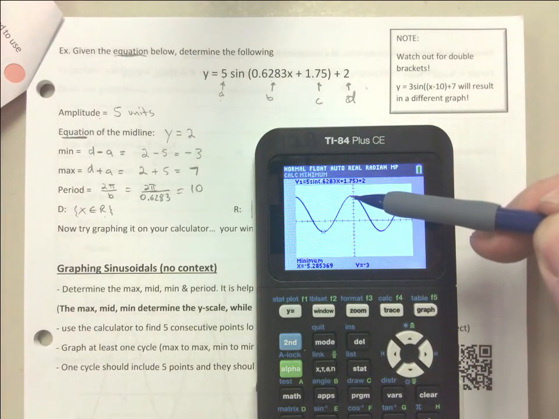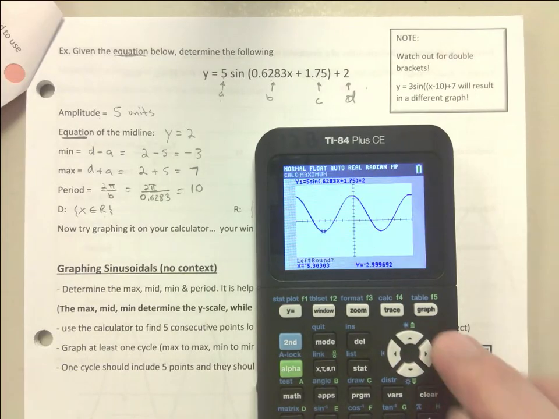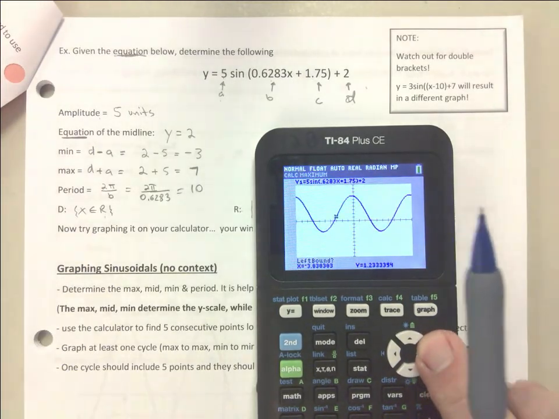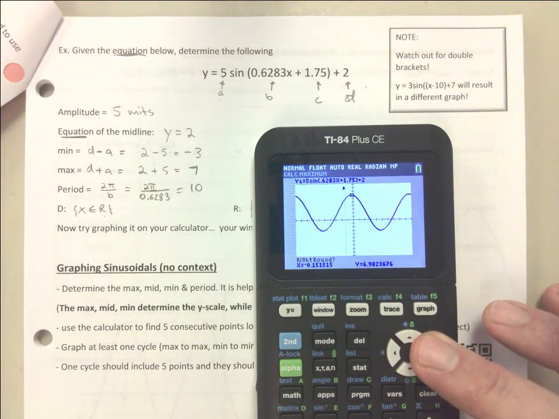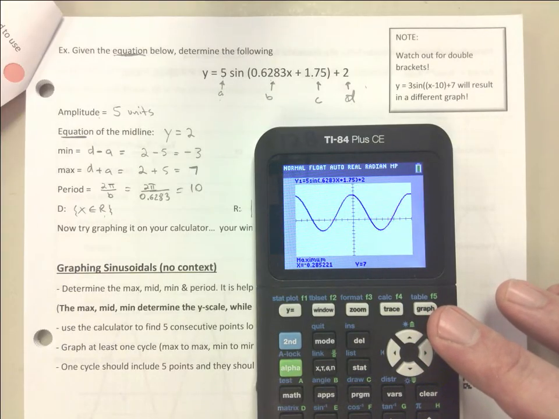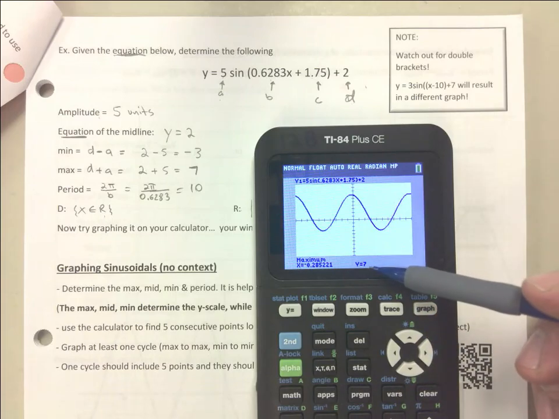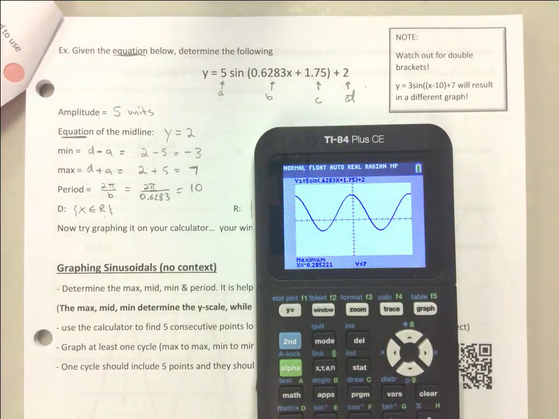If you wanted to find the highest point, you go second trace, max. And then you go to one of the highest points. So you hit enter, first left, then right, and then now it's going to find it. Oof, I pressed enter one too many times. Well, I think I'm fine. But it's 7, which is what we expected. Okay, so that's something to verify.